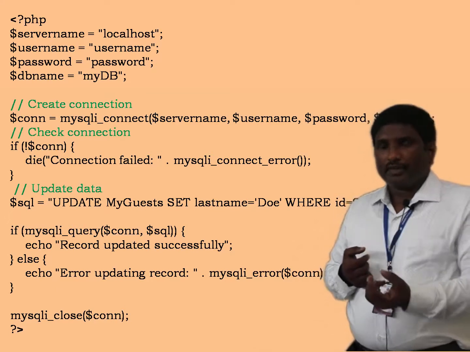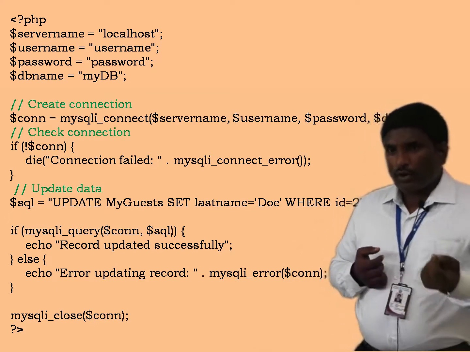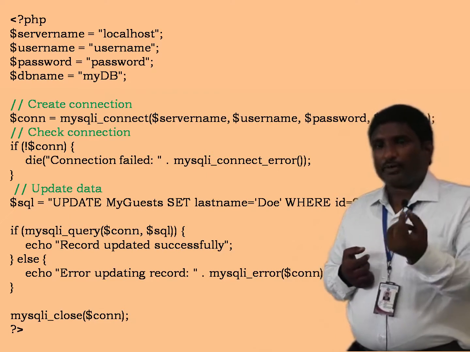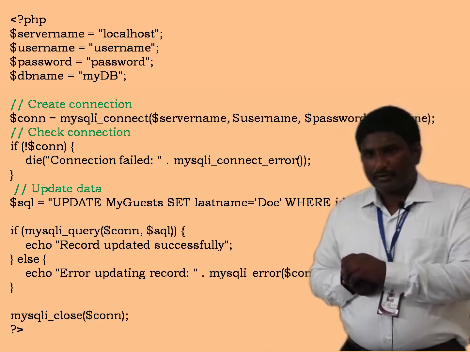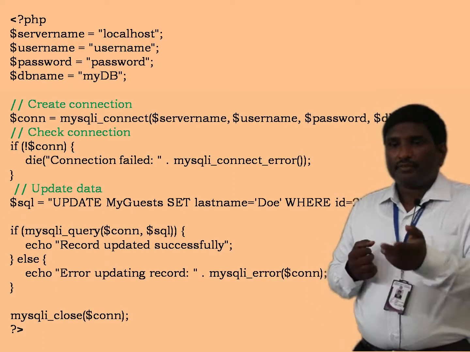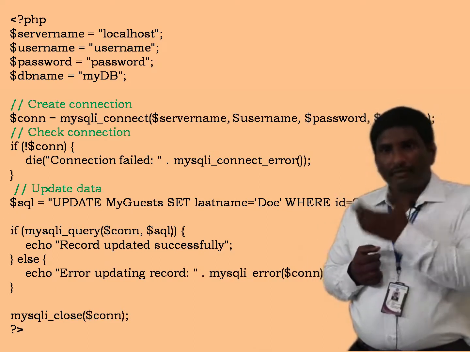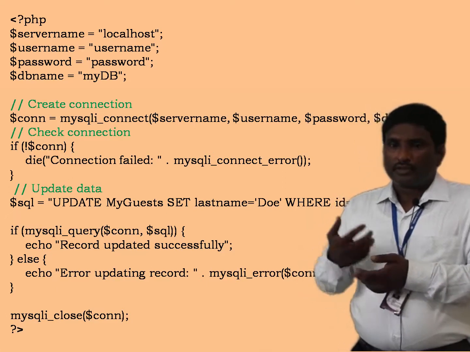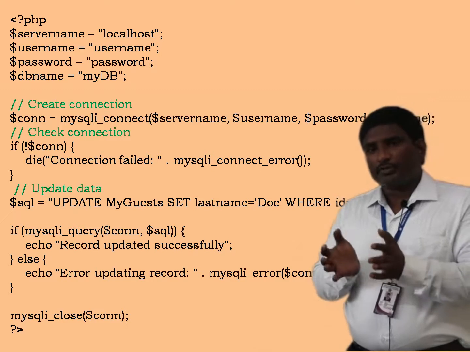we execute this statement. If it returns true, the corresponding record will be updated. And if it is false, the corresponding data will not be available. Okay, after executing this query, you need to close the connection. In this way, we update the data.